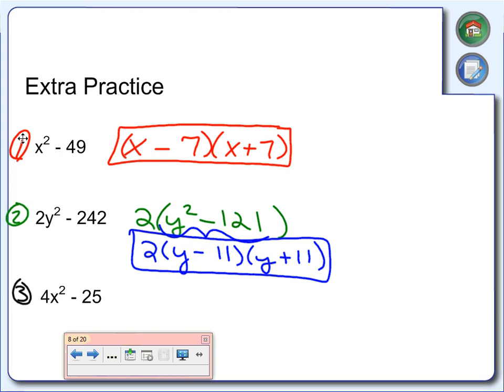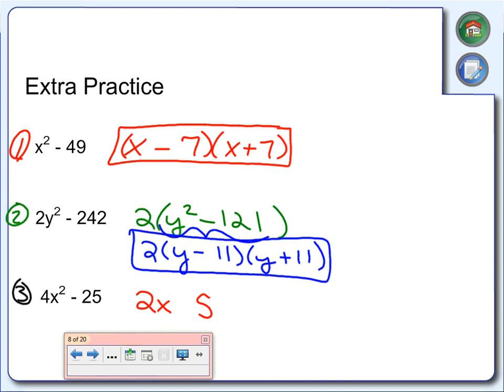You should have taken the square root of 4x squared. What was the square root of 4x squared? 2x. Then you should have taken the square root of 25. The square root of 25 is 5. We're doing square root. 5 times 5 is 25. Oh, I did half of 25. No, that's square root.